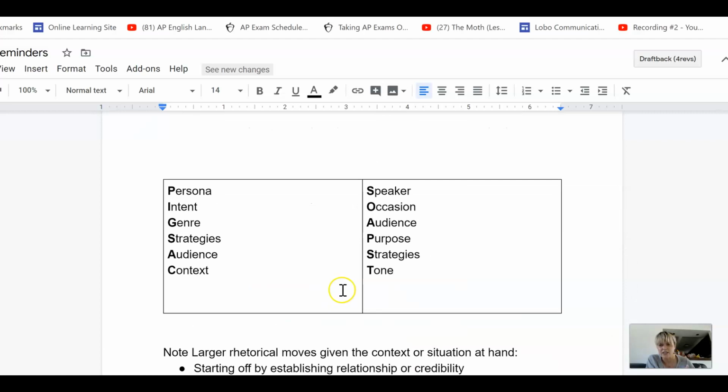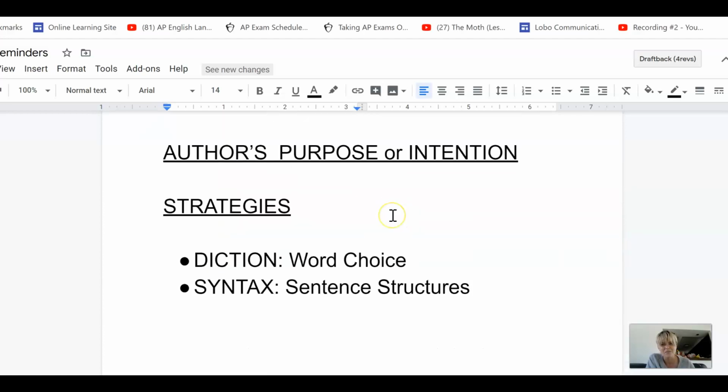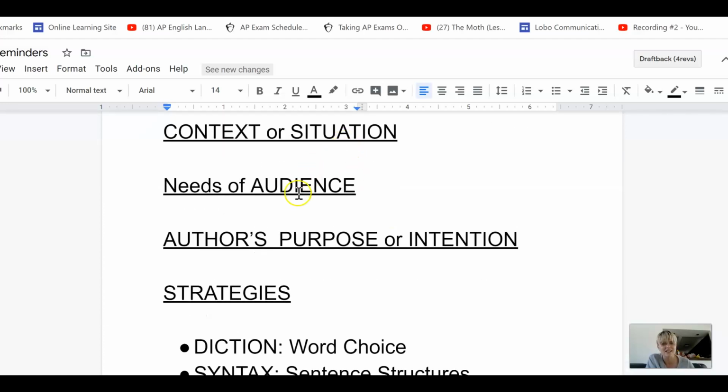Let's check out, I know you guys probably remember we did speaker, occasion, audience, purpose, strategies, and tone, SOAPSTone. There's also PIG SACK. If you prefer saying PIG SACK, you can totally use this one as well. These are just good reminders, little hints of, hey, don't forget to look at this kind of stuff. But the main thing is to be looking at context, audience, author's purpose, and then the strategies.